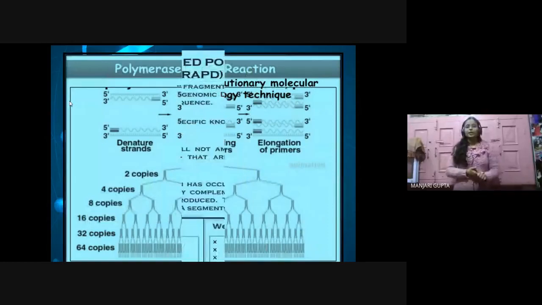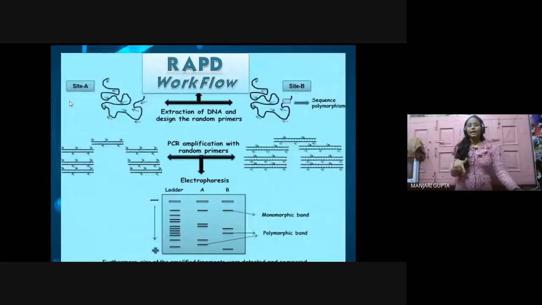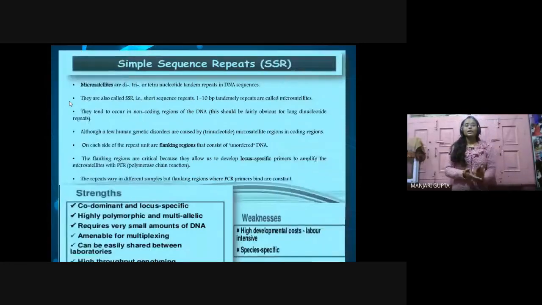First is RAPD, randomly amplified polymorphic DNA. In this, small primers are used to amplify the DNA sequences, and then they are visualized using agarose gel electrophoresis, and monomorphic or polymorphic DNA is identified according to the weight of the DNA. Next are simple sequence repeats.